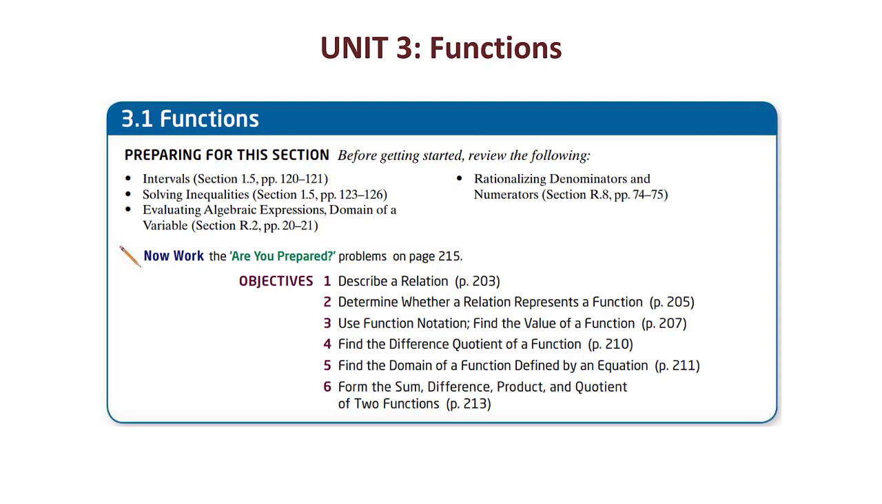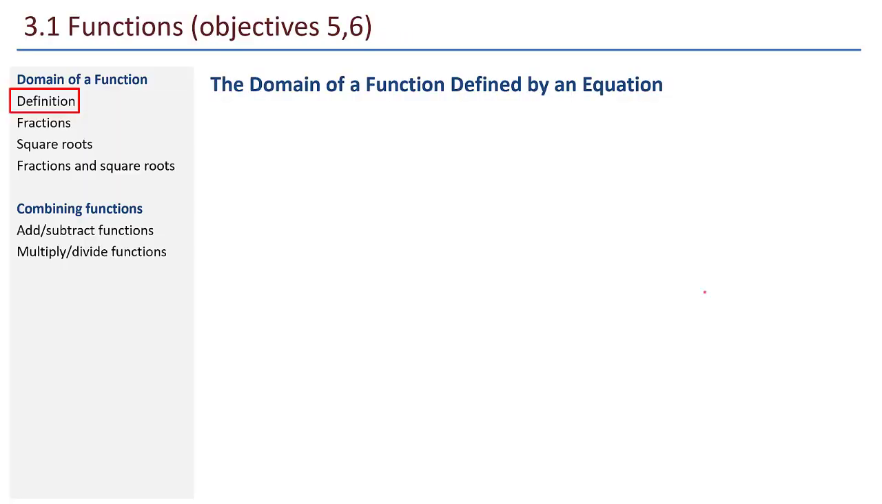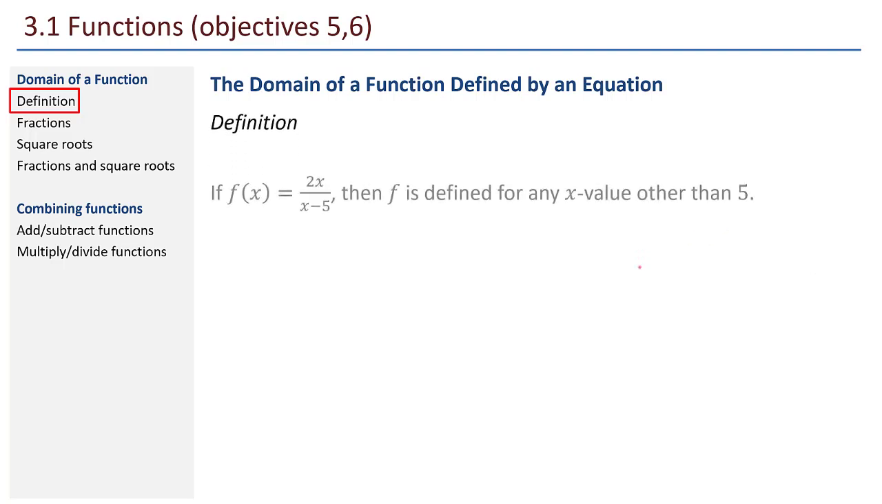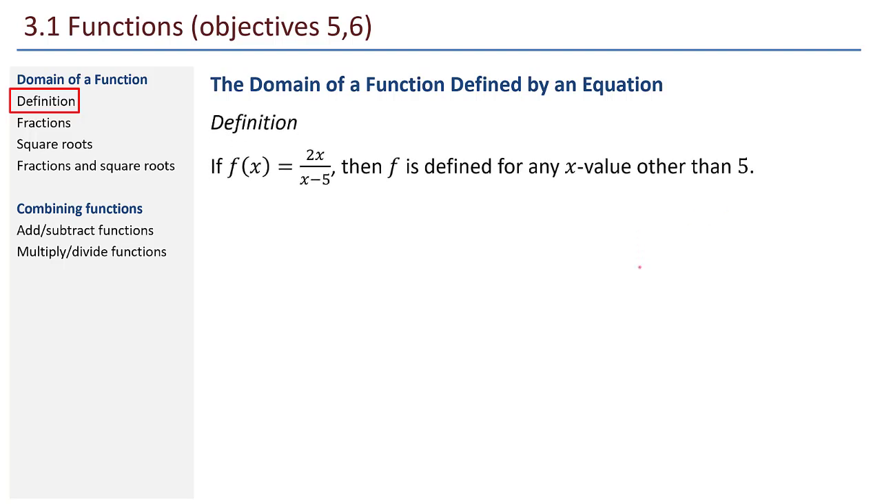Welcome. In this video we continue Unit 3 on functions, and in particular we look at objectives 5 and 6. 5 is find the domain of a function defined by an equation, and 6 form the sum, difference, product, and quotient of two functions. So how about the domain of a function? The domain of a function defined by an equation. So we'll look at the definition of this thing. We'll start with an example.